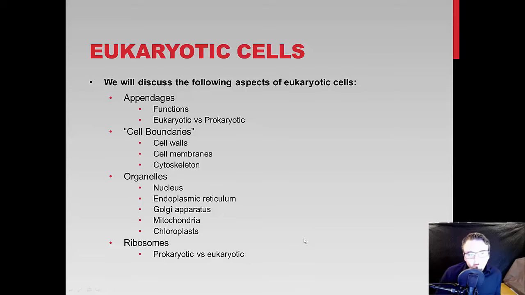Okay, the next part gets into the specific aspects of a eukaryotic cell, and we're going to go through this list here, some in more detail and some in less detail. We're going to start with appendages. The book refers to the next section as cell boundaries. This is the equivalent of the cell envelope in bacteria. And then we look at the organelles, and then we'll talk about the ribosomes, because they're not technically an organelle. They're a different type of structure, but we'll talk about the prokaryotic versus the eukaryotic forms.